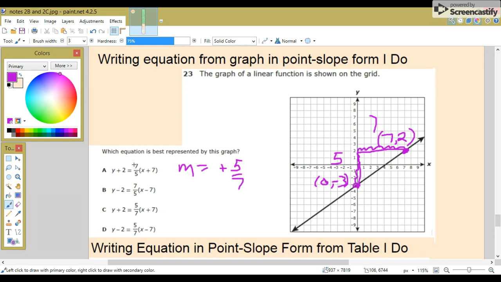So we can automatically take out the choices that don't have that slope. Our answer choices are in point slope form. Recall that formula, y minus y1 equals m times (x minus x1). Our m is 5/7, so it can't be A, it can't be B.